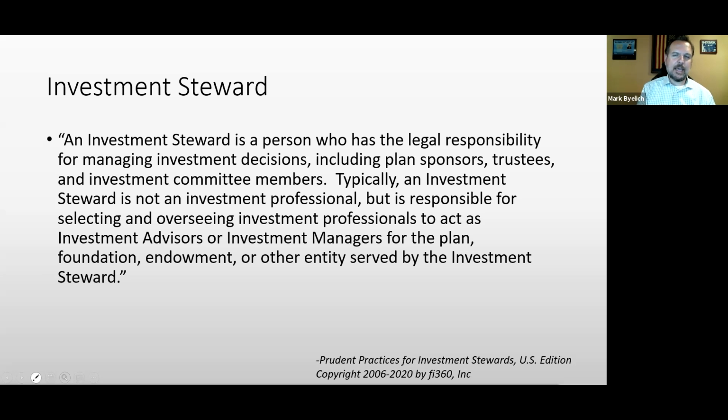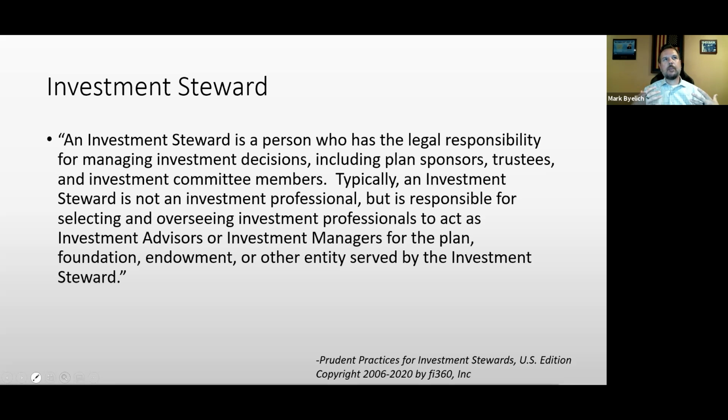So why am I saying that? Why am I saying you're an investment steward as a power of attorney, trustee, or executor? Well, that's because the definition in the FI 360 Prudent Practices for Investment Stewards reads, an investment steward is a person who has legal responsibility for managing investment decisions, including plan sponsors, trustees, investment committee members. Typically, an investment steward is not an investment professional, but is responsible for selecting and overseeing investment professionals to act as investment advisors or investment managers for the plan, foundation, endowment, or other entity served by the investment steward.